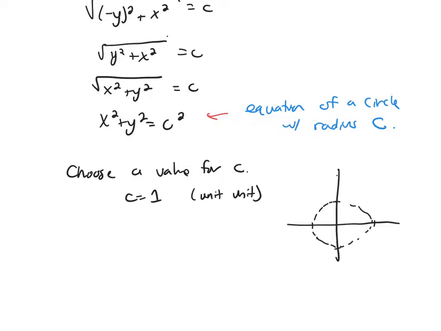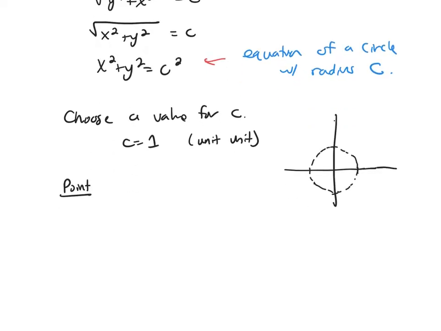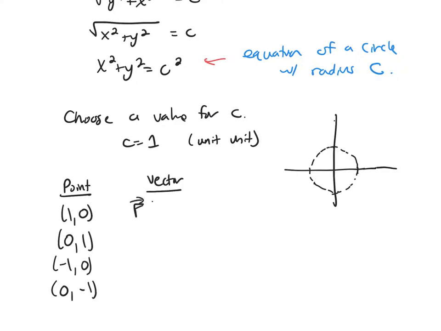There we go. And you need to take points on this unit circle. So you need to pick some points on the unit circle. Let's pick (1, 0), (0, 1), (negative 1, 0), and (0, negative 1). And then you need to plug them into the F function to see what vector you get out.